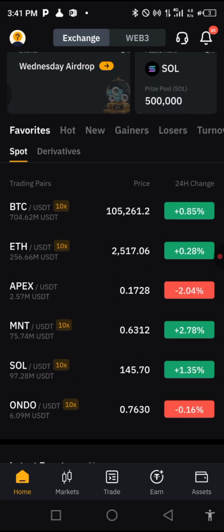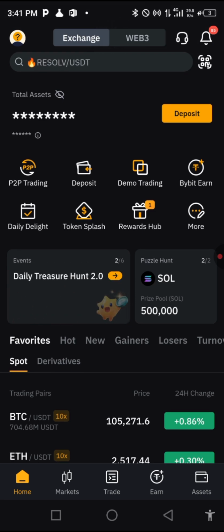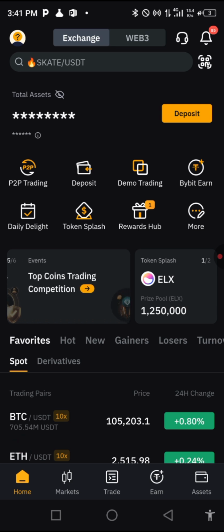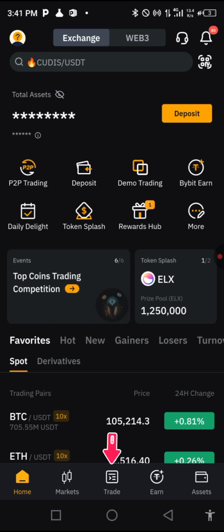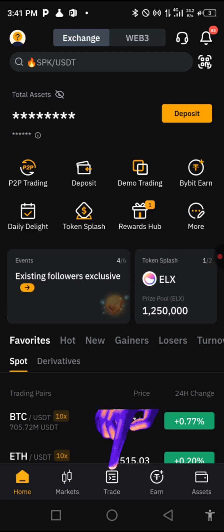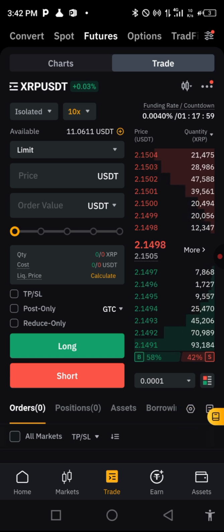That being said, let me just jump in. If you can see my screen, this is my Bybit homepage. Once you are here, what do you have to do? Look down here, you will see home, market, trade, earn, and assets. What you're actually looking for is trade, because you want to trade. So click on it. Once you've clicked on it, this interface is going to open. This is where you are doing all your trading.